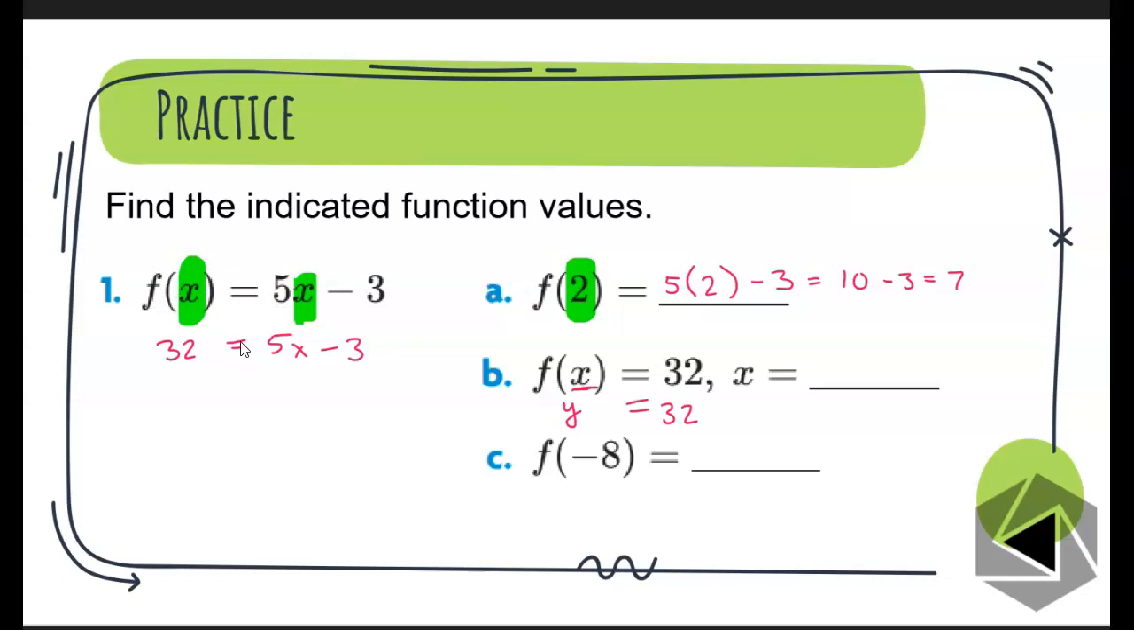And now we just need to solve for x. We can add 3 to both sides. We get 35 equals 5x. And then what is our next step? We're going to divide by 5 because we're multiplying by 5. So opposite operation to get rid of 5. We get 35 divided by 5 is 7. 7 equals x. So it's asking what x equals here. X equals 7.